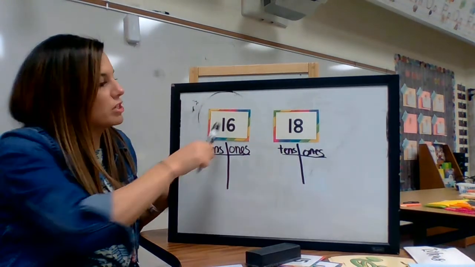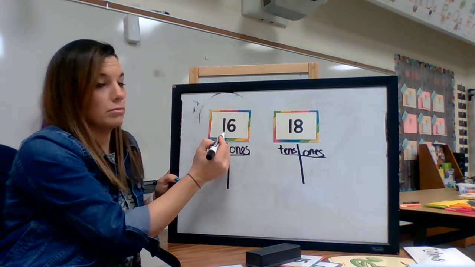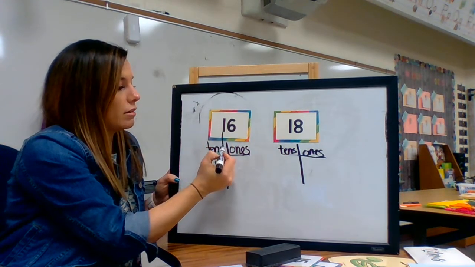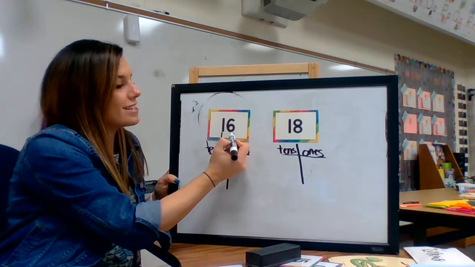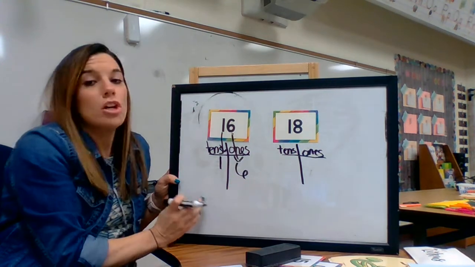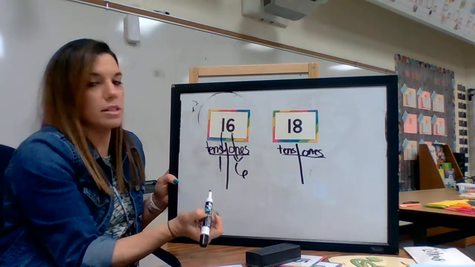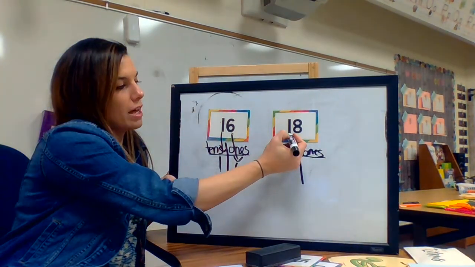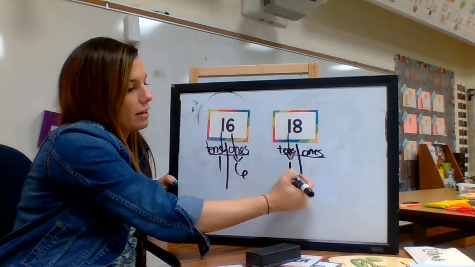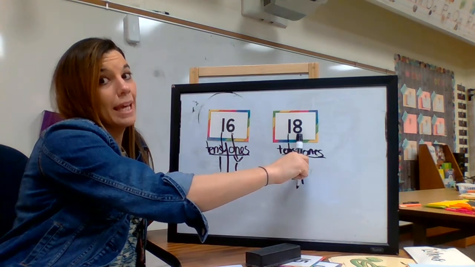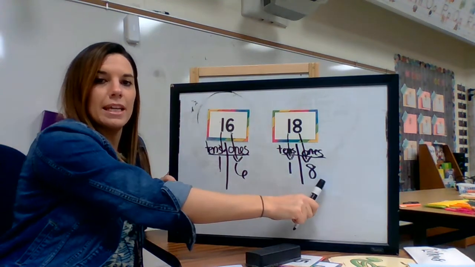Alrighty, so let's look at the number 16. Let's put it into our chart. How many groups of 10 are in this number? 1. So the number 16 has 1 group of 10. How many extra ones? 6. Okay, so the number 16 has one group of 10 and 6 ones. The number 18, how many groups of 10? Let me hear you say it. Everybody should know by now. 1 group of 10. How many extra ones? 8 ones. So 18 has 1 group of 10 and 8 ones.